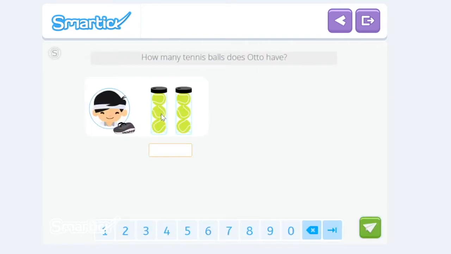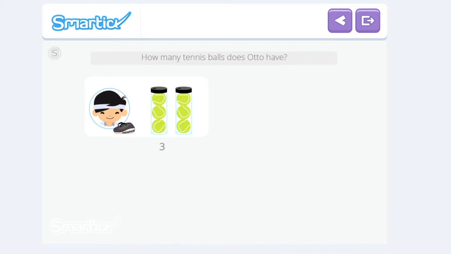So let's see, Otto has 3 plus 3. He has 6 tennis balls. Exactly. Otto has 3 plus 3, 6 tennis balls. We can also find the result by multiplying. 3 multiplied by 2 equals 6.